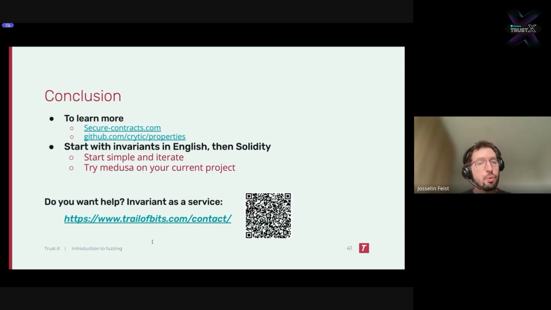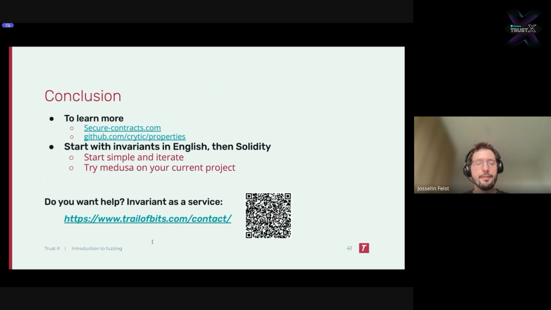If you want to learn more about everything I just mentioned today, you can go on secure-contracts.com. It has a couple of exercises, and it has more detail about fuzzing and how to use the different tools. We have a repository called properties, which contains a set of properties that can be applied in generic code bases. For example, if you have an NFT or an ERC 721, we already have pre-built invariants that you can just plug and play within your system.